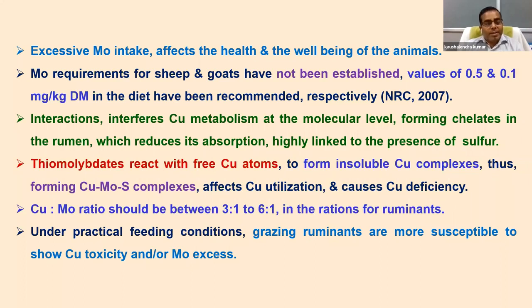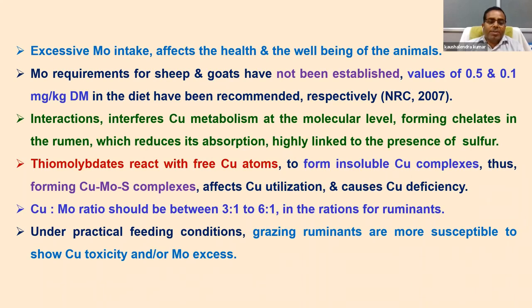There is interaction between the copper and molybdenum as well as sulfur. So that interferes with copper metabolism at the molecular level and cellular level, and it forms chelate in the rumen. And in that way, it reduces the absorption of the copper, which is also linked with the sulfur as well.